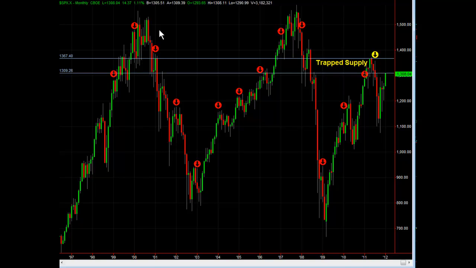So that's 2000. Here's 2001. You can see here in January, it came up, made a high, and it pulled back at the end of the month, and then February was a very severe down month.